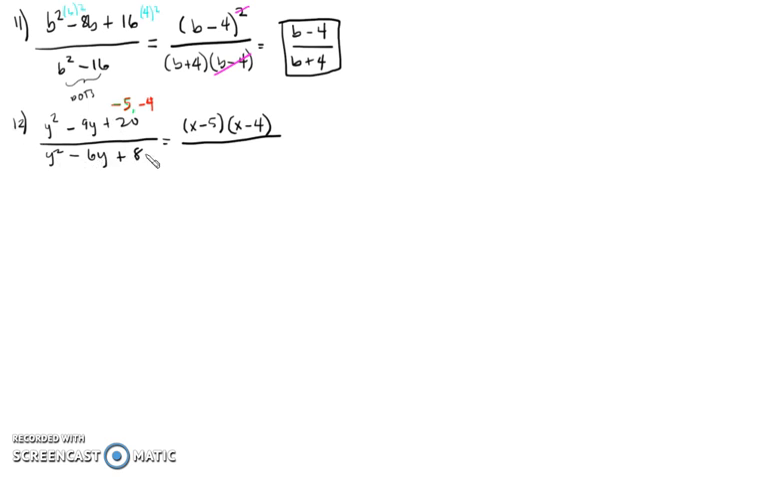I'm going to look for the factor of 8 that would give me negative 6. So I could say that it's negative 4 and negative 2. Negative 4 times negative 2 is positive 8. If I add these, it gives me negative 6. So perfect. So I have x minus 4, x minus 2. Again, you can see that we have x minus 4 in both the numerator and denominator, so we can cancel this one. So our final answer is x minus 5 all over x minus 2.